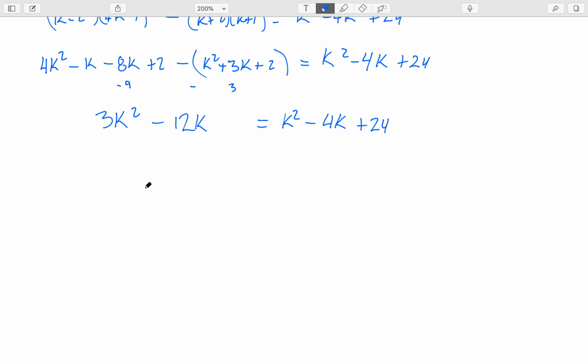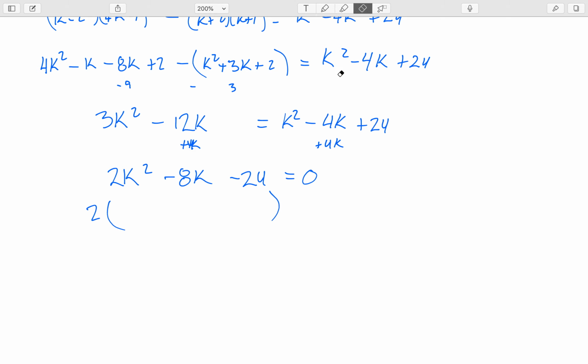3k squared minus 1k squared is 2k squared. Plus 4k to both sides. Plus 4k, plus 4k. Minus 8k minus 24 minus 24 is equal to 0. I'm getting closer. Oh, they're all divisible by 2, right? I can factor out a 2.